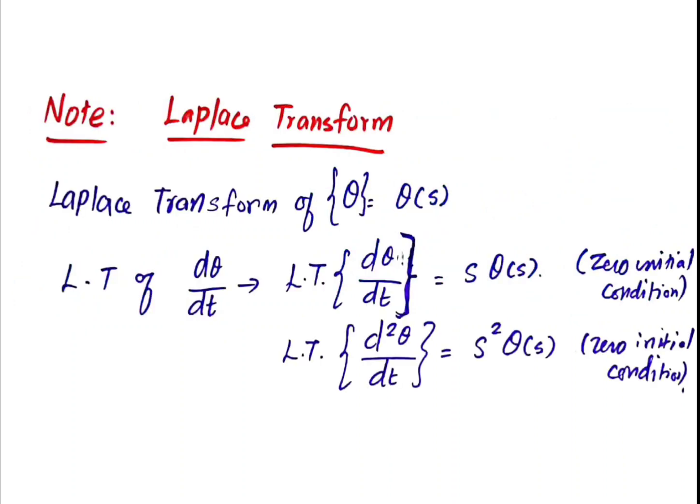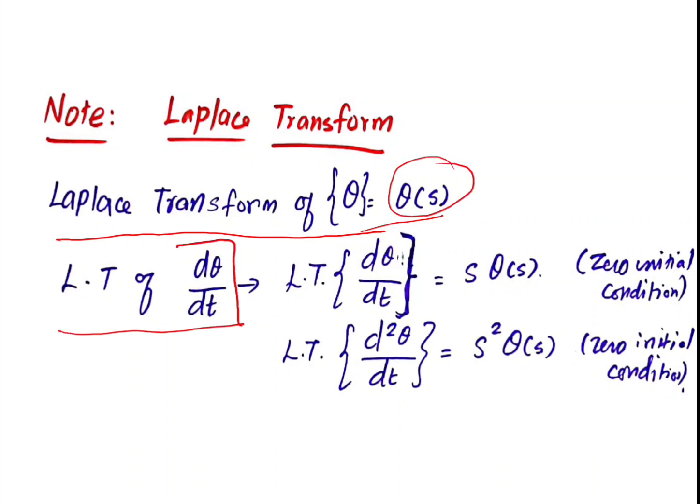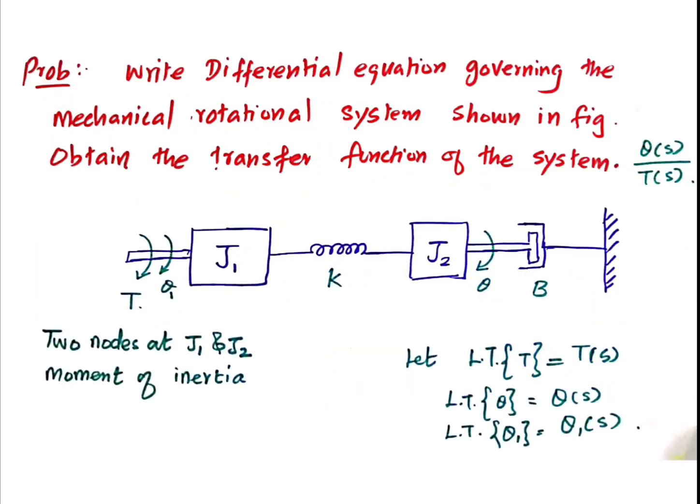mechanical rotational systems. Now we need to know the basic thing related to Laplace transform. The Laplace transform of angular displacement is theta of s. The Laplace transform of d theta by dt is s into theta of s, and the Laplace transform of d square theta by dt square is s square into theta of s. Here we have to consider that the initial conditions are equal to 0. With this basic information, we are going to solve a small problem.